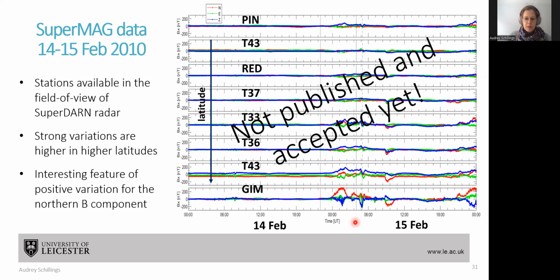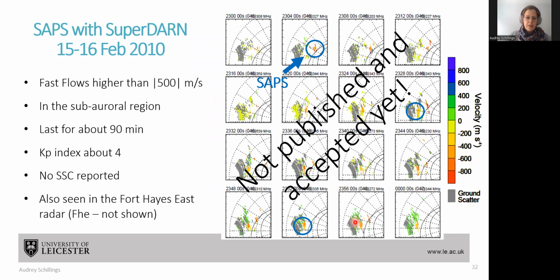And the most interesting thing is that it's seen on the night after. So here is another example, just the day after, in the night from 15 to 16 of February 2010. Again, fast flow in the sub-auroral region. This time it's about 1 hour and a half. The KP index is a bit higher, so it might be a substorm. I will come back to that. There is still no storm commencement reported, and it's also seen in some other radars. So the SAPS are basically over here. The auroral oval is here again. You can see it over here.